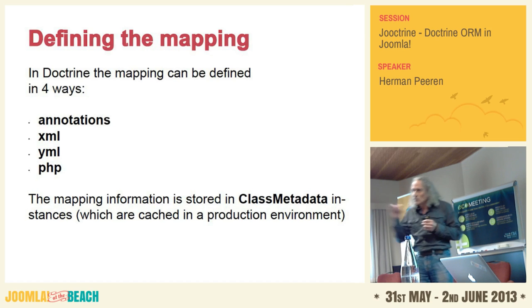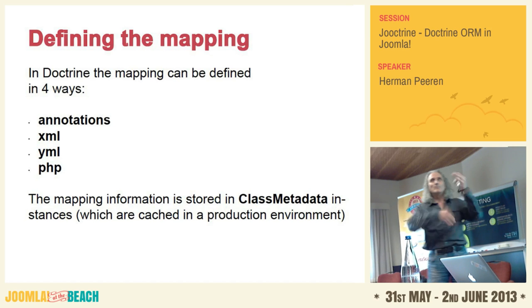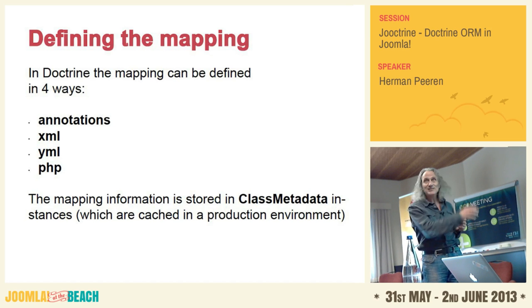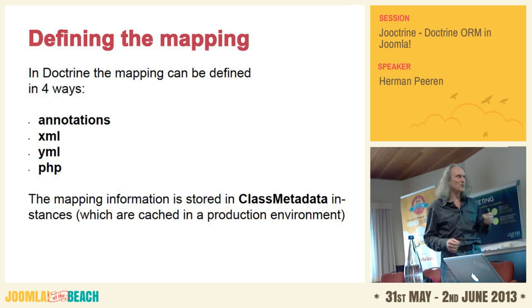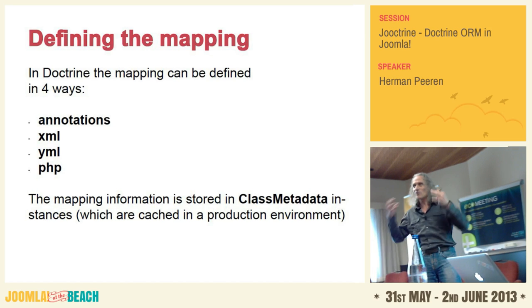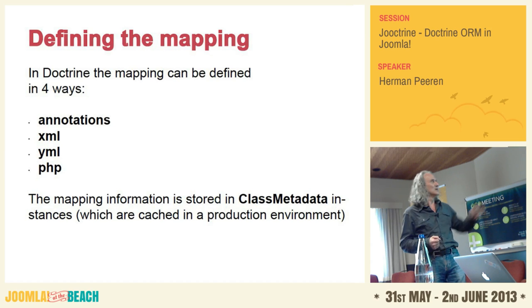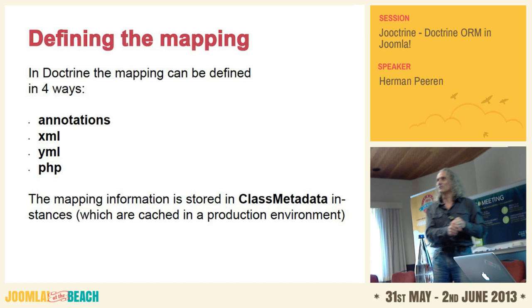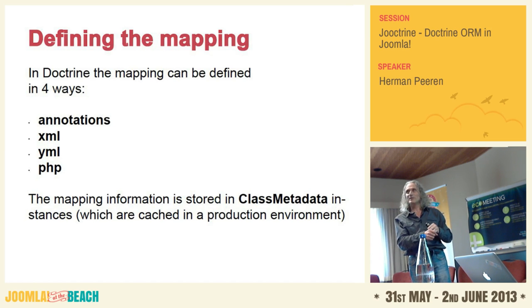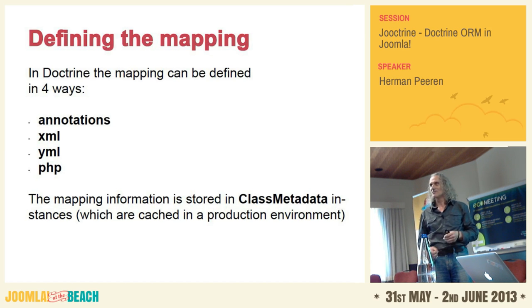You can input the class metadata object where the mapping is defined. You cache that in a production environment. So sometimes people say, yeah, but all that mapping, what does it cost during the saving? No, you put the mapping in a class metadata object. You cache that class metadata object during production. So during production, when you say flush this, it's as fast as you would do it directly.